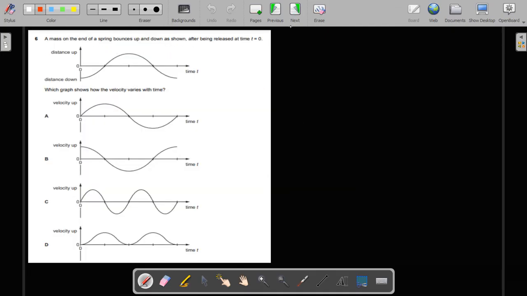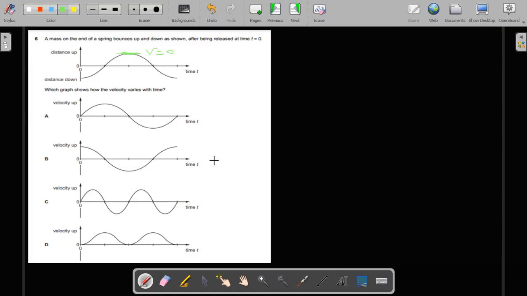Question 6. A mass on the end of a spring bounces up and down as shown. After being released at time t equals 0, which graph shows how the velocity varies with time? According to the main figure, we can see that at this point, the speed or velocity is 0. So at this point, the speed is 0.